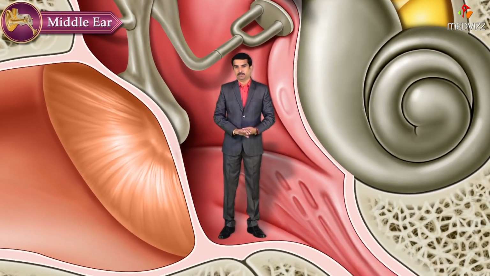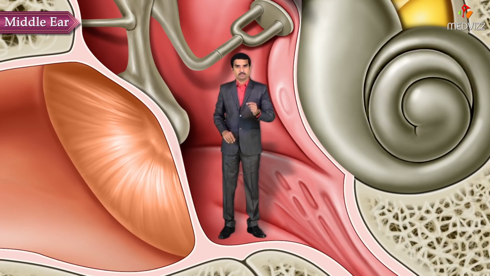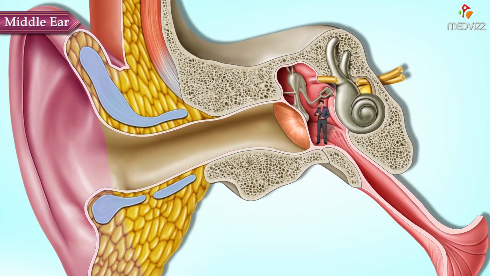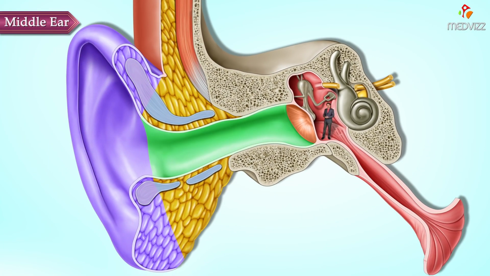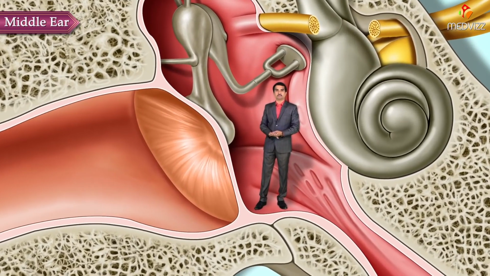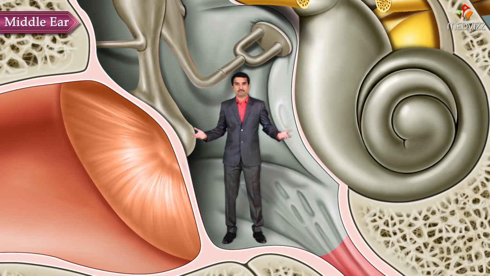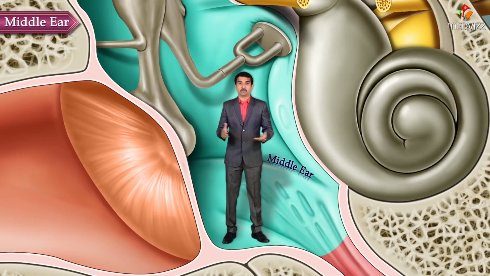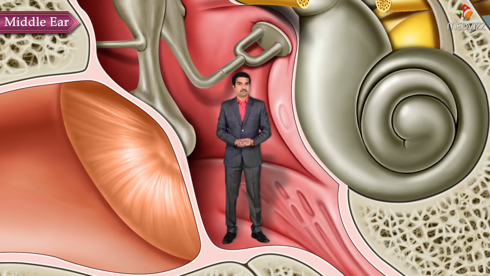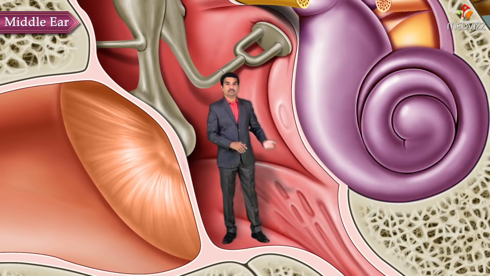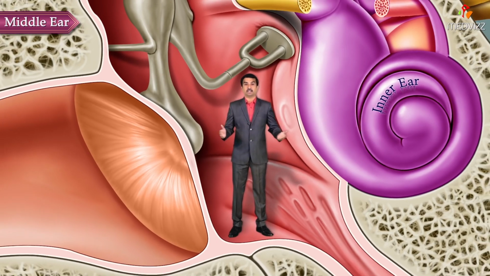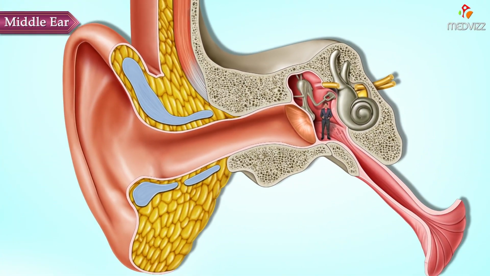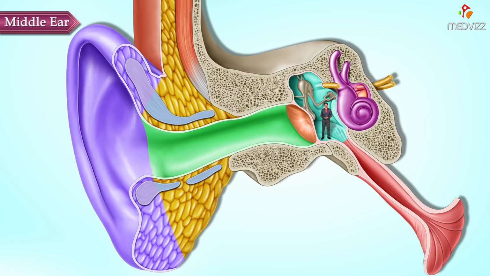Anatomy of the middle ear. The ear is structurally divided into three parts. The outer part is made up of the pinna as well as the external auditory canal. The next one is the middle ear. The place where I am standing is called the middle ear or the tympanic cavity, and the final structure of the ear is the inner ear. So like this, the ear is divided into three parts called outer, middle and inner ear.